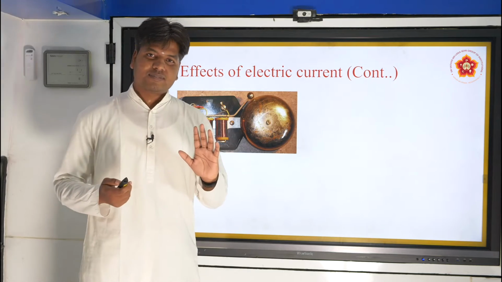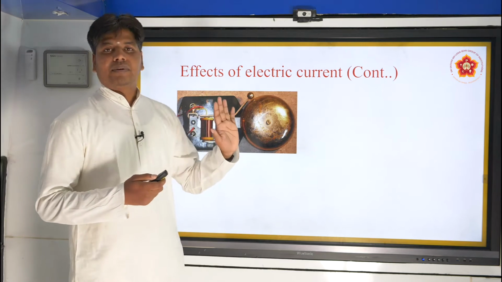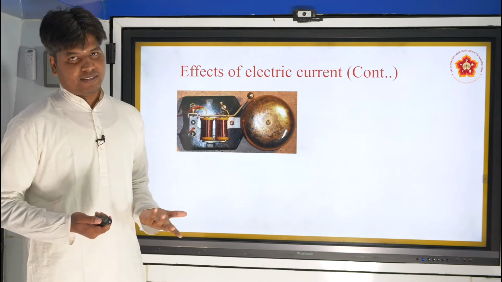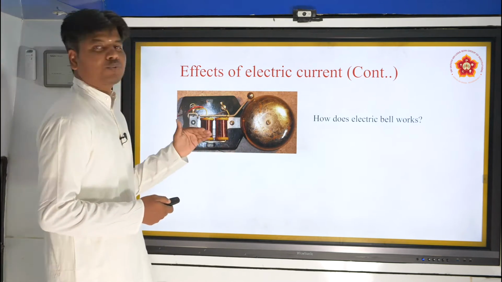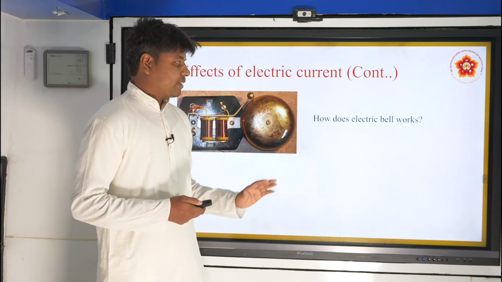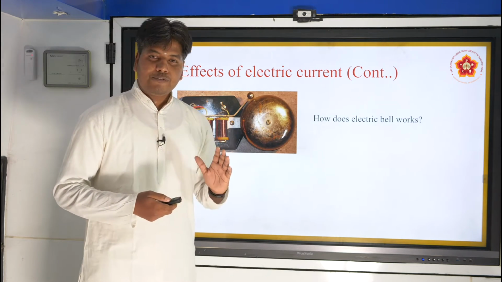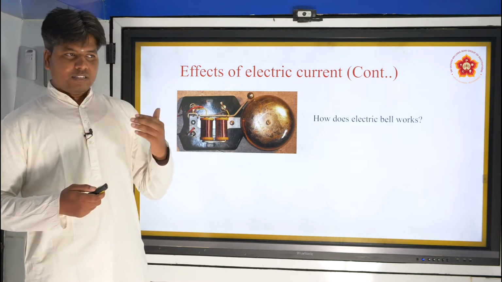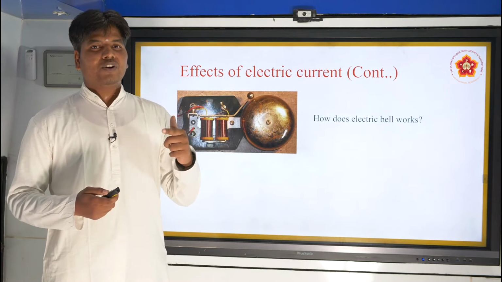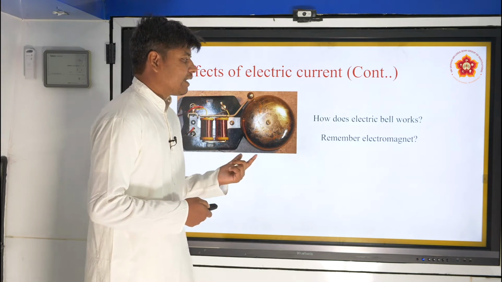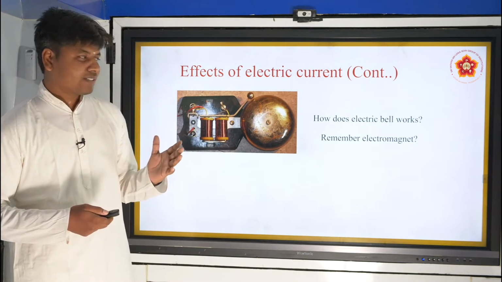One thing is for sure, when you have electricity, only then you can ring the bell. When the power is off, you can't ring the bell, right? So there is some relation between electricity and this bell, that's why we call it an electric bell. And we need to understand how it works. If you remember your 8th standard physics, you can recall the phenomenon called electromagnet. Do you remember that? How it works?